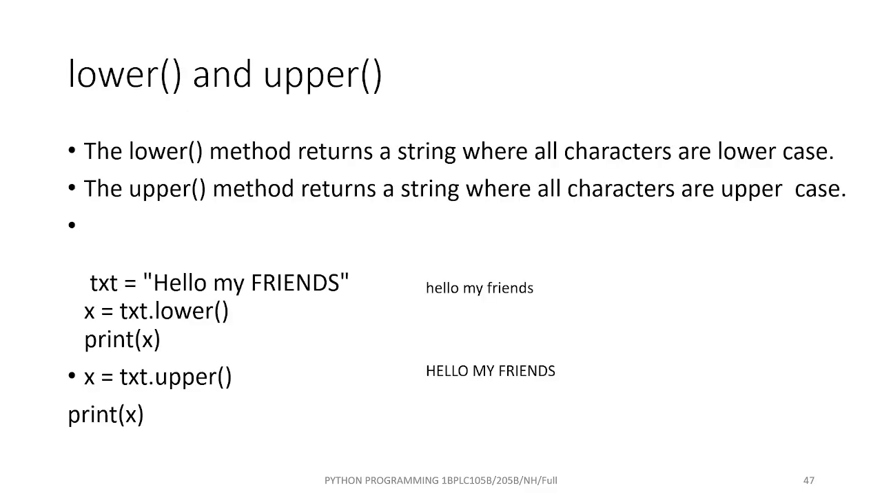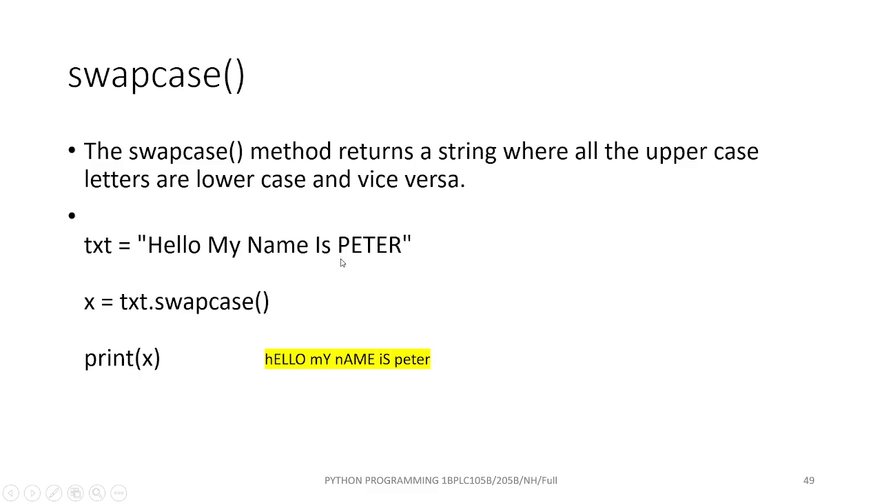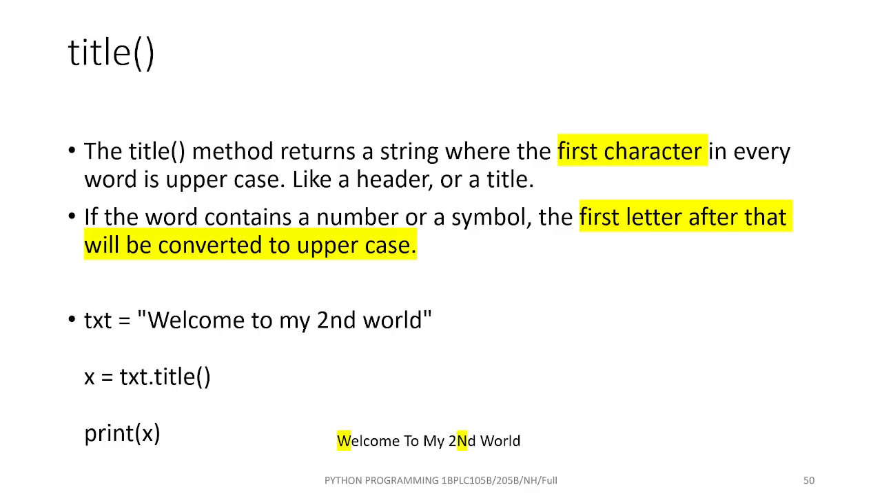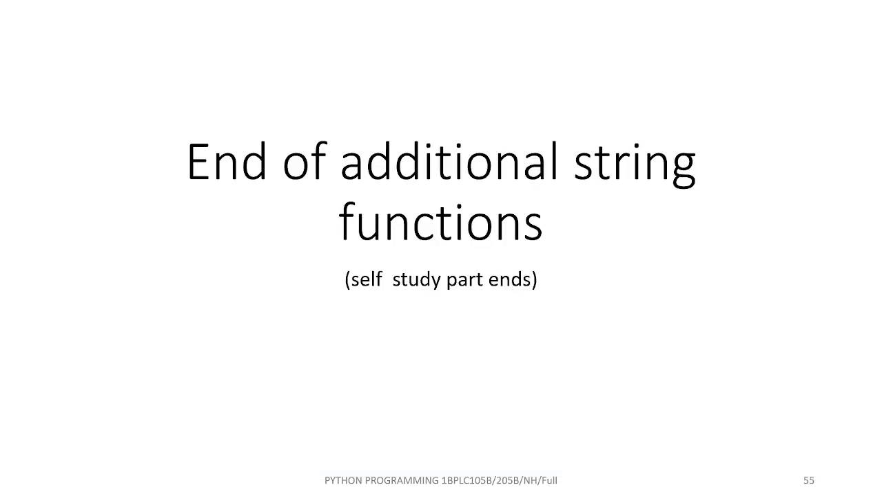This I already told, upper and lower case. Replacing: you're looking for apples in bananas. If there, it will be replaced. Banana will be replaced by apples. I like apples. So banana is there, so apple will be added in that place. Swapcase: if upper case is there, convert into lower case. If lower case is there, convert into upper case. Title: it will convert the given string to title case. Usually the first character is uppercase. If numerics are there, they will be retained as they are. These are the various string functions you can try.